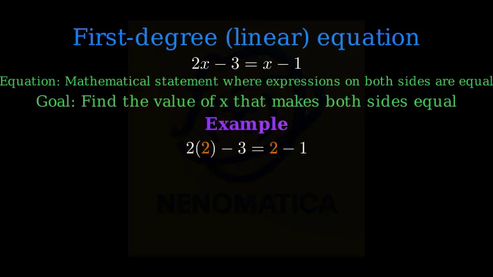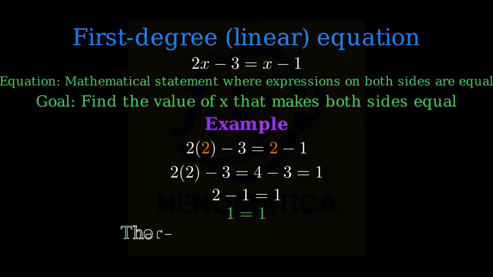If we substitute x equals 2 into the equation, we get 2 times 2 minus 3 equals 2 minus 1. On the left side, 2 times 2 is 4, and 4 minus 3 is 1. On the right side, 2 minus 1 is 1. Since both sides equal 1, we can confirm that x equals 2 is indeed a solution to our equation. This means that when x equals 2, both sides of the equation are equal.